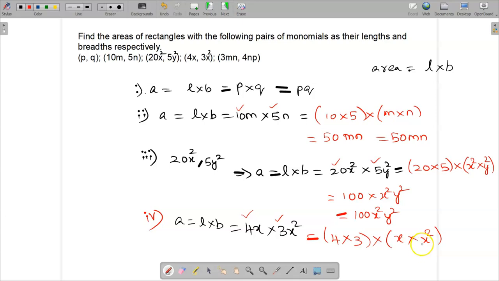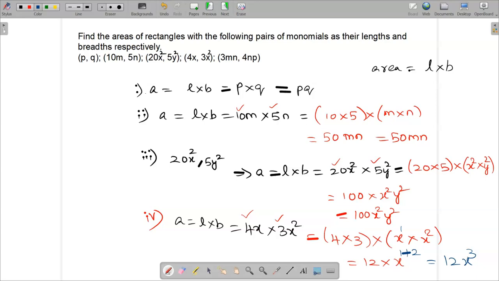Since both the terms are the same variable, you can combine. So 4 threes are 12. 12 into, both the variables are same, so just write x only one time. So whenever you don't have any power, meaning that you have power as 1. So add the power values, 1 plus 2. So the answer is 12x, 1 plus 2 is nothing but 3. So the answer is 12x cube for the fourth problem.